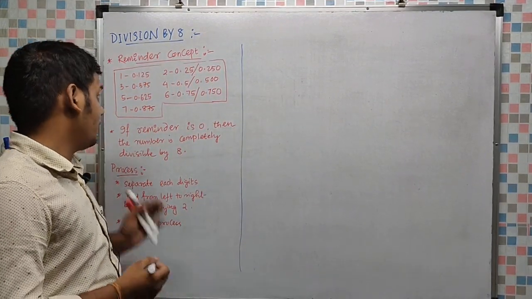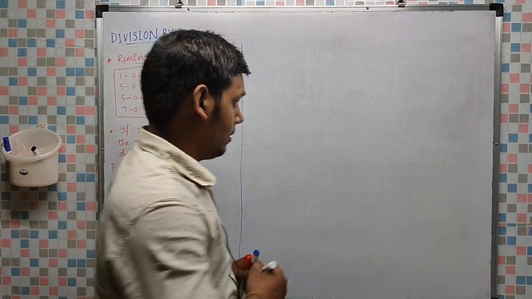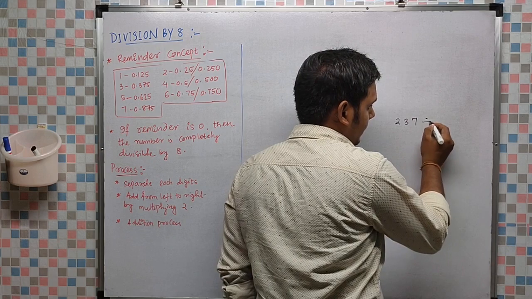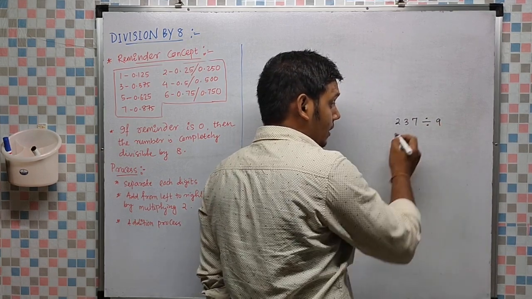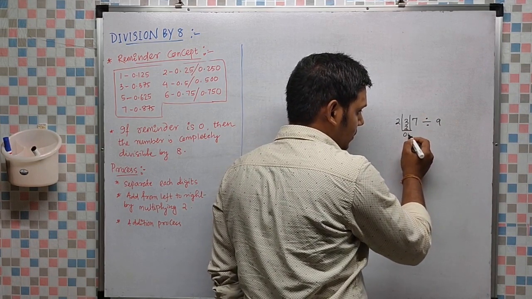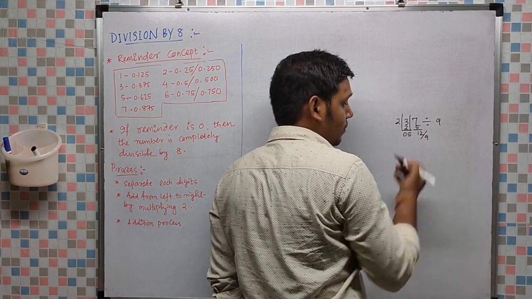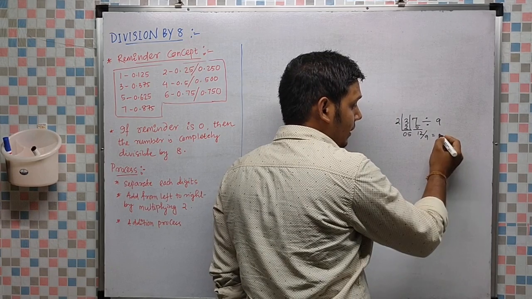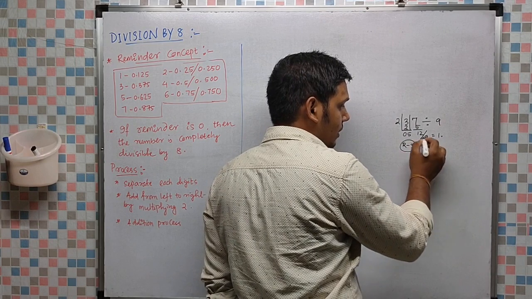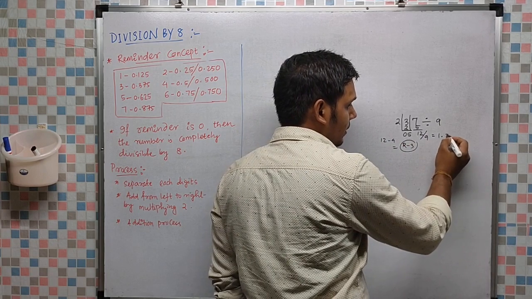Previously we have read about division by 9. How we have done, let us discuss. If any number, say 237, is divided by 9, what we have done: first we have to separate the digits. Thereafter we have to add them. 2 plus 3 is 5, 5 plus 7 is 12. The final sum is 12. 12 divided by 9: 9 we can take one time, and the remainder is 12 minus 9, that is 3. That means 0.3 bar.